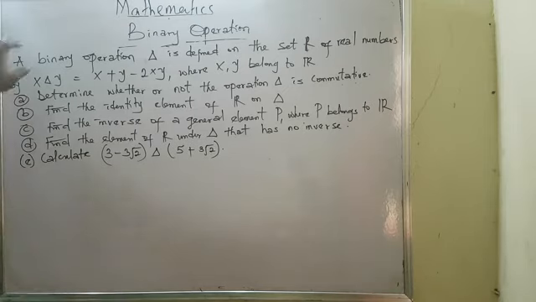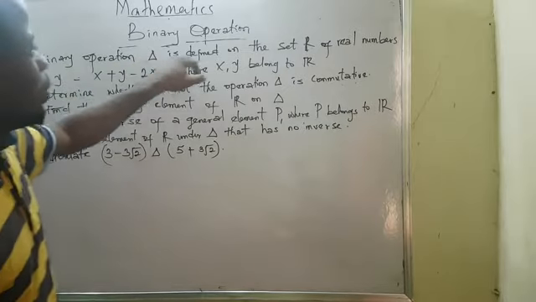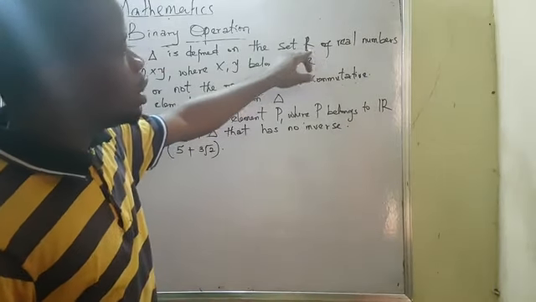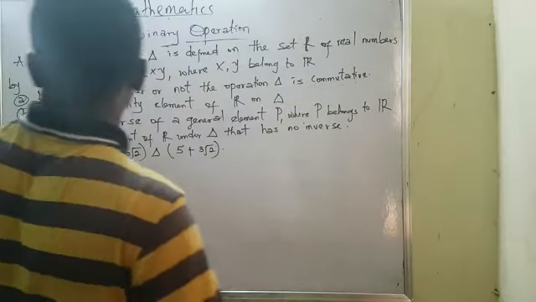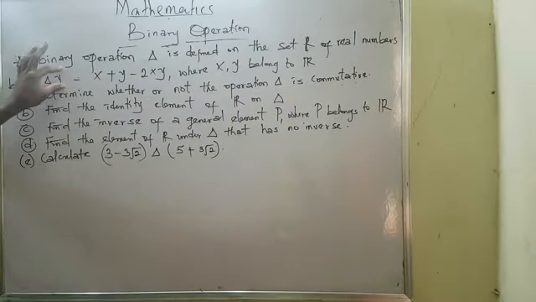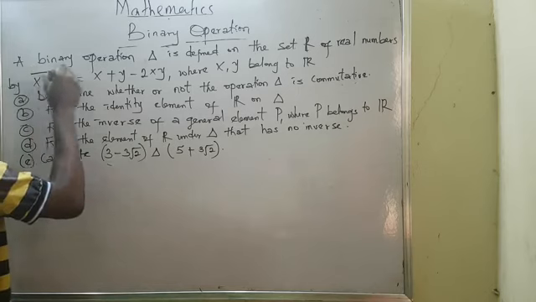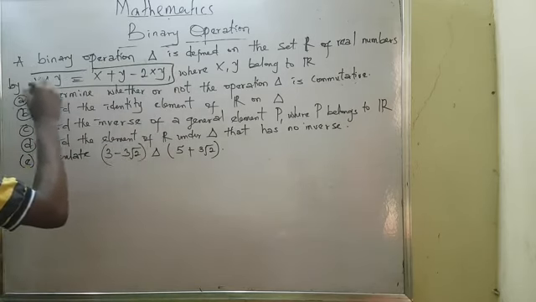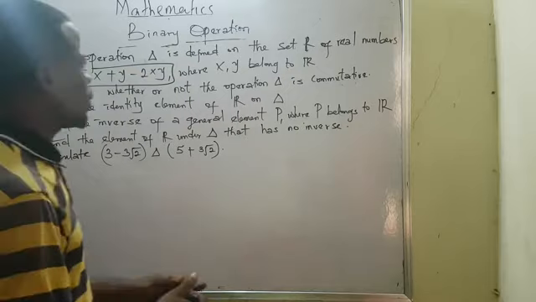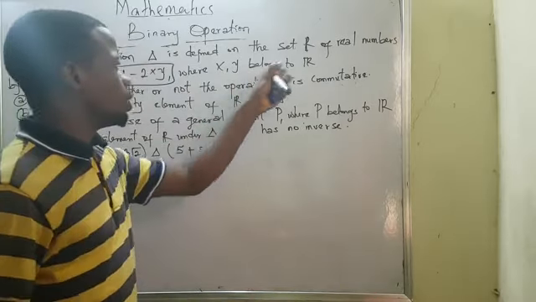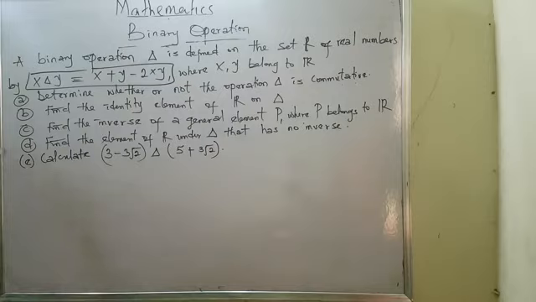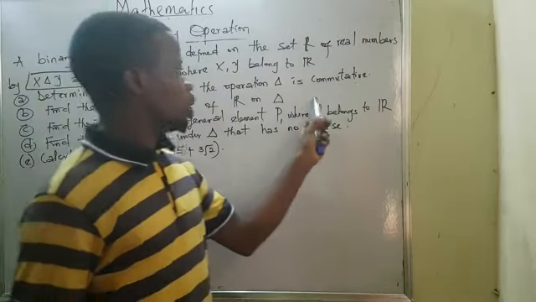So you have a binary operation defined on the set of real numbers by x operate on y. This is the definition. This is the only thing you need in this whole video. So it's defined by that, where x, y belong to the set of real numbers. A, determine whether or not the operation is commutative.